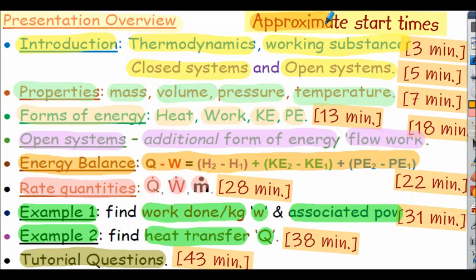And here are the approximate start times to the various sections contained within the presentation, hopefully to aid your ease of access through the presentation, but please note all times are rounded to the nearest minute.